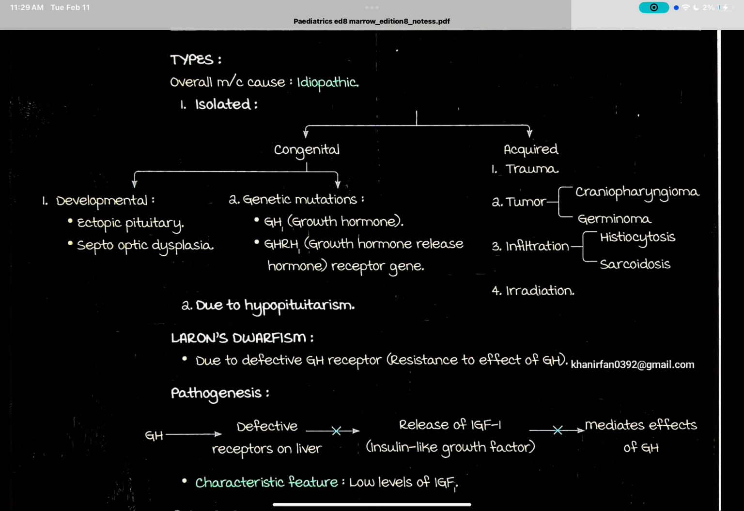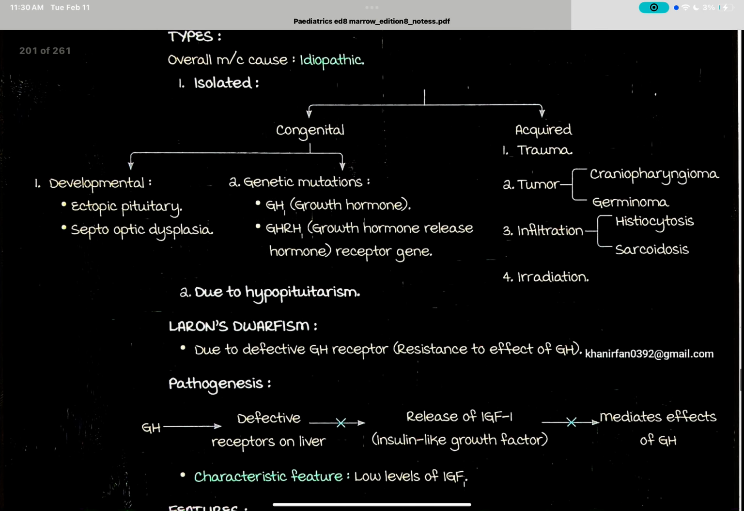Tumor could be craniopharyngioma or germinoma. Infiltration could be histiocytosis or sarcoidosis. Congenital could be development or genetic mutation. Development, ectopic pituitary, septo-optic dysplasia.